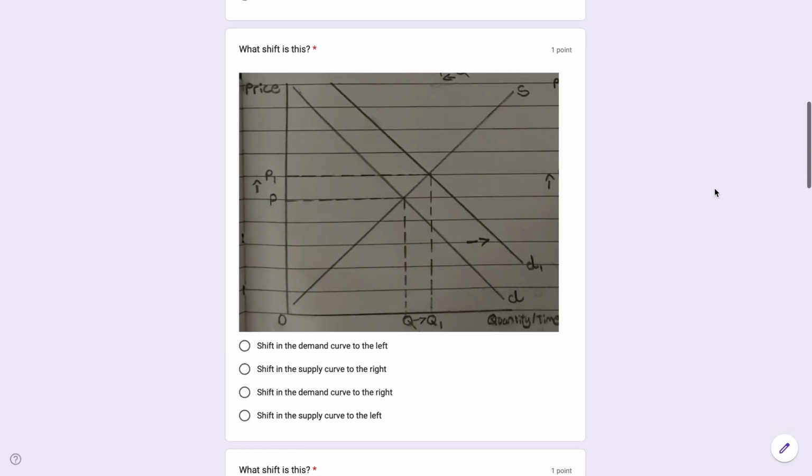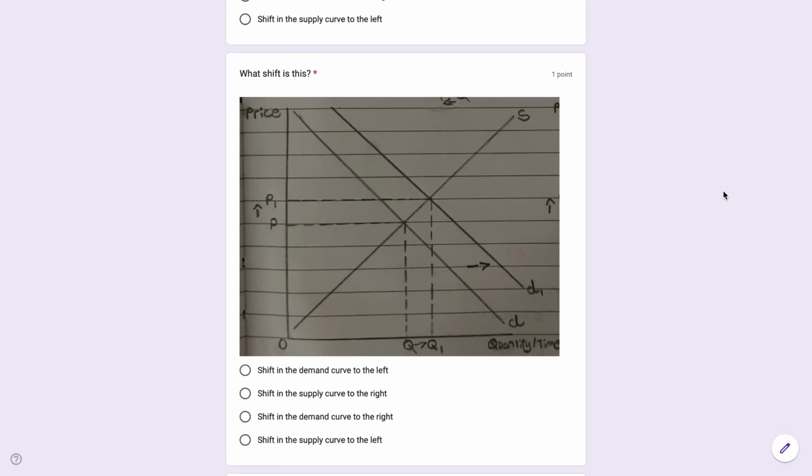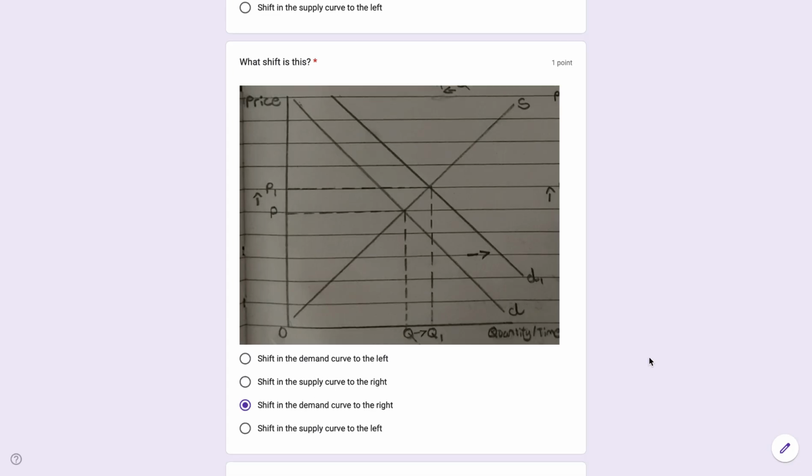So what shift is this? Now this would be the exact opposite, because now we can see that there's a shift in the demand curve to the right. And because there's a shift in the demand to the right, we're going to see that the quantity demanded for such goods and services will increase. And because firms notice, they will actually increase the prices of their goods, as they now know that due to these increased demands, prices will also rise. So there's a positive correlation there. So there's a shift in the demand curve to the right.